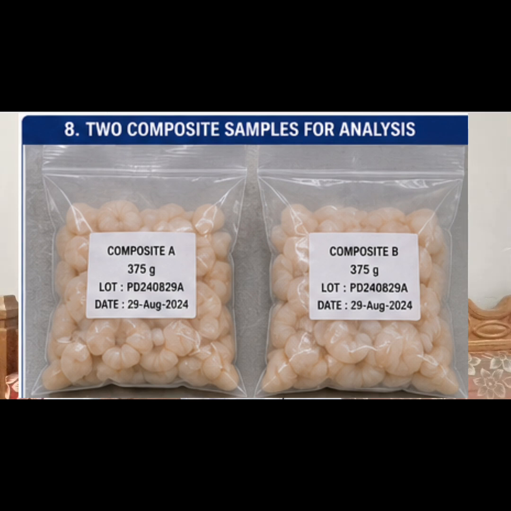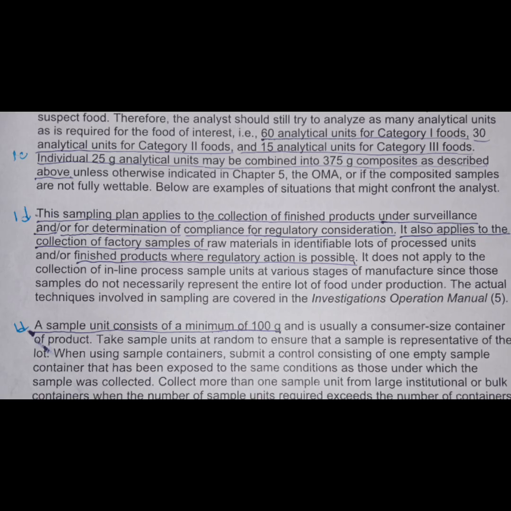For food category 2, 30 sampling units, we have to prepare 2 composite analytical units, whereas for food category 3, we have to prepare 1 composite sampling unit. This sampling plan applies to the collection of finished products under surveillance and is for determination of compliance for regulatory consideration. It also applies to the collection of factory samples of raw materials in identifiable lots of processed units and finished products where regulatory action is possible.